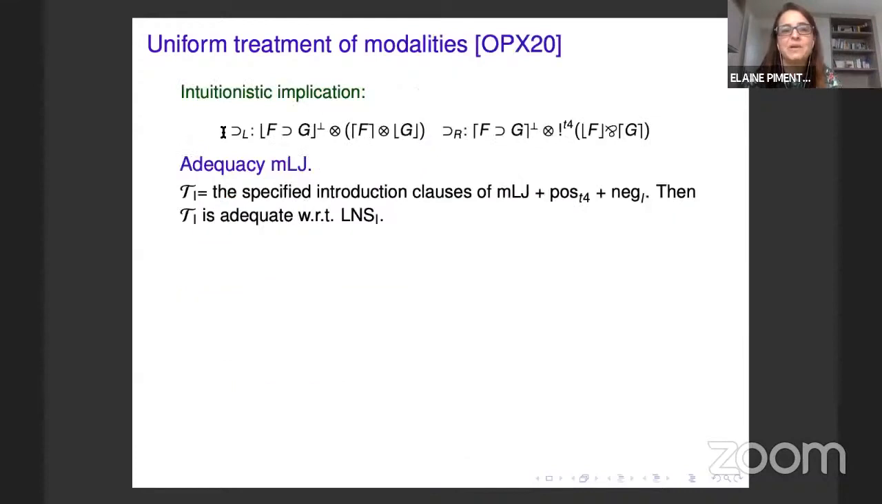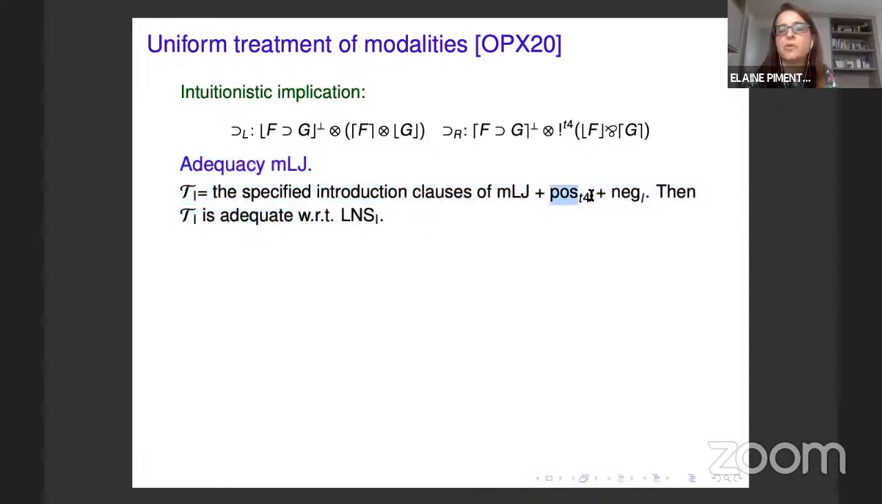So the way we encode implication in intuitionistic logic is this one. I'm not going to enter into details. Just note here that you have a bang T4. So actually, implication right really behaves like 4 or S4, okay? T4 has K as well, so it's K, T4. So implication and S4 have this thing in common, of course, we all know that. It comes from semantics. And it can be proved that MLJ is adequate with this specification.